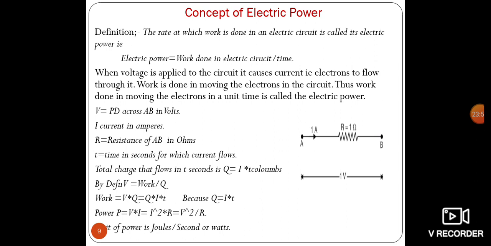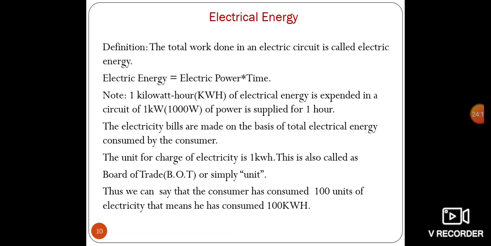Power is equal to V into I, which is I square R, substituting V in place of I R. So totally it is I square R, equal to V square by R. The unit of power is joules per second, or watts.